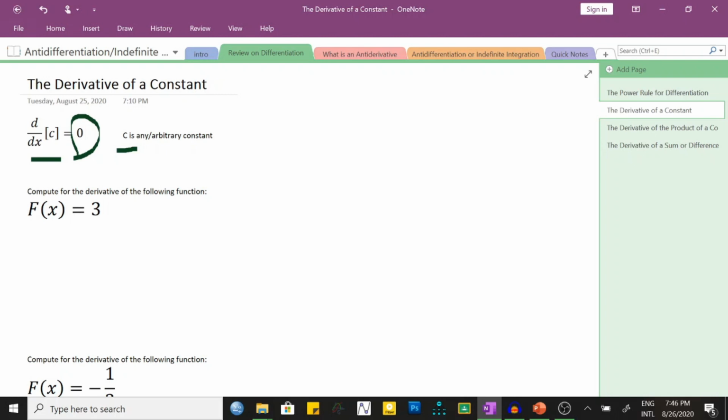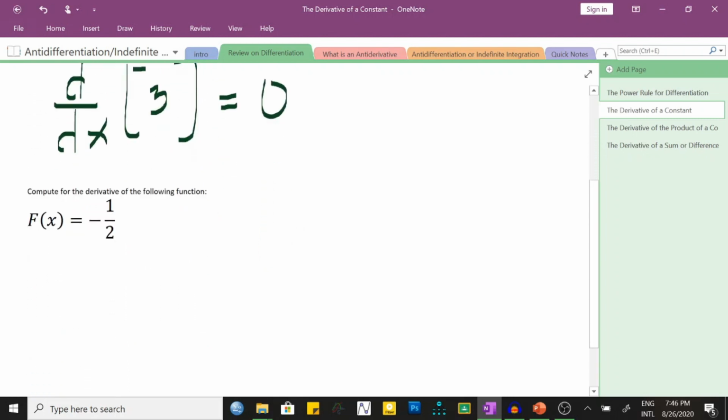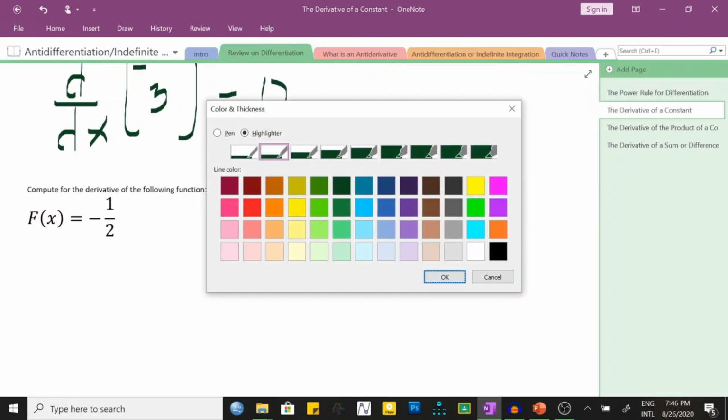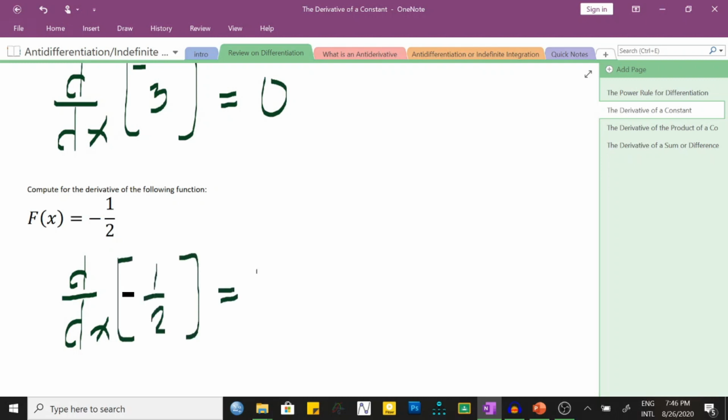You have a function here, a constant function, f of x equal to 3. We do not have to think hard because the derivative of 3, since 3 is just a constant, is already 0. Another constant function, we have f of x equal to 1/2. The derivative of this is, again, 0, but let me write it properly. The derivative of 1/2 is, again, 0.